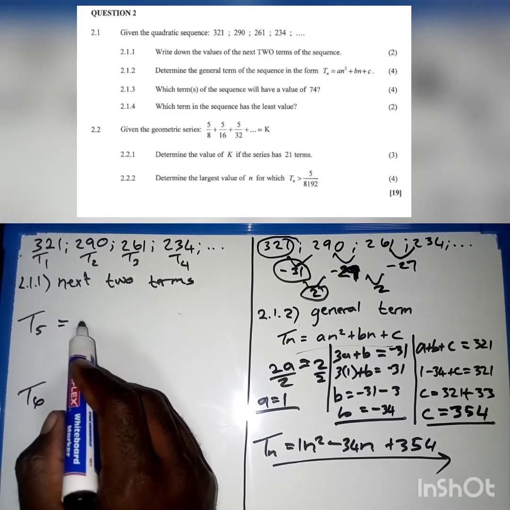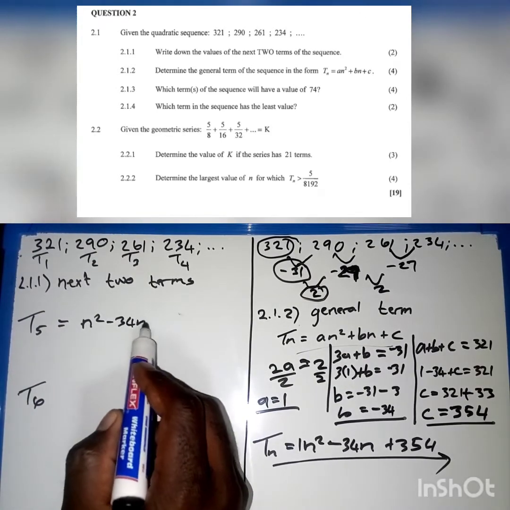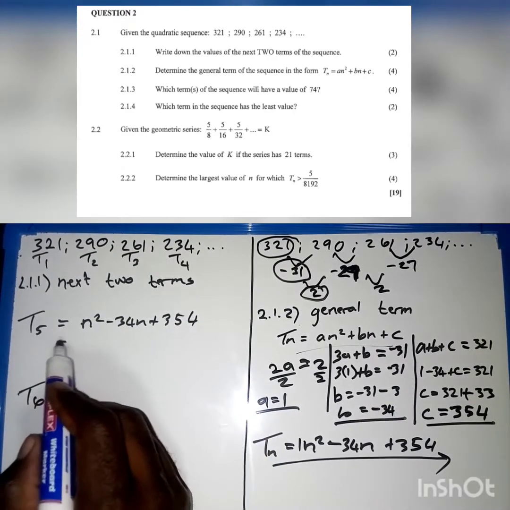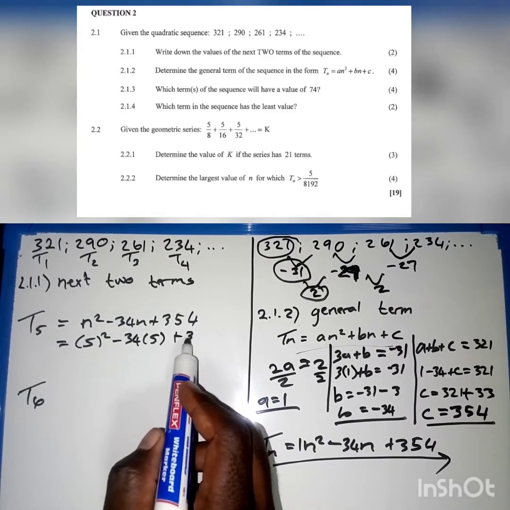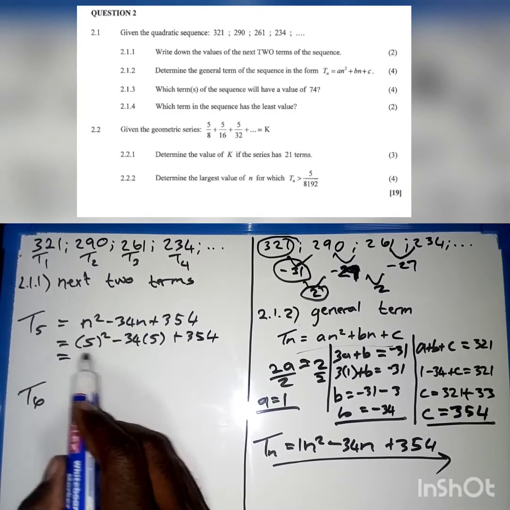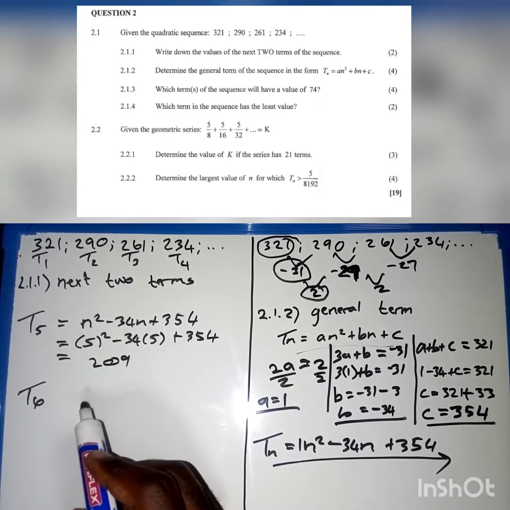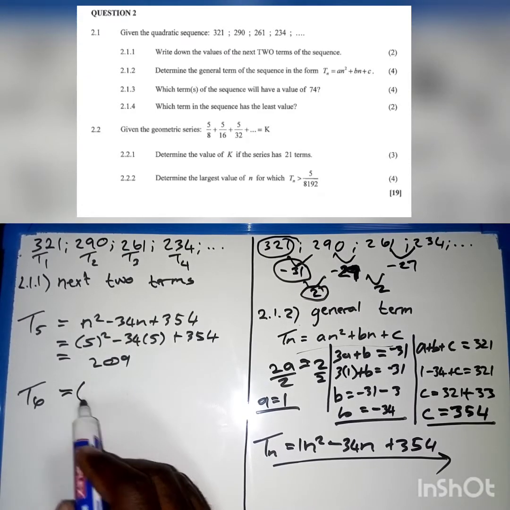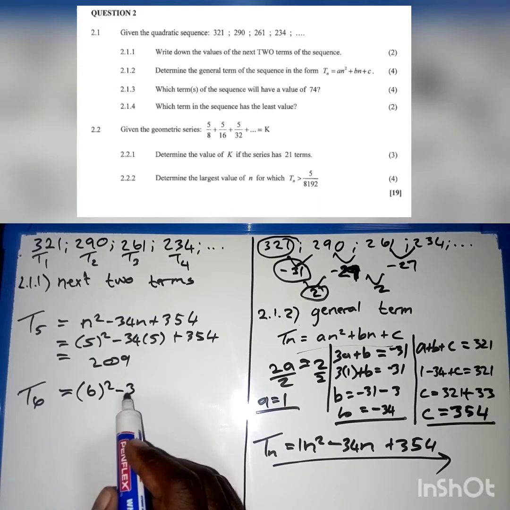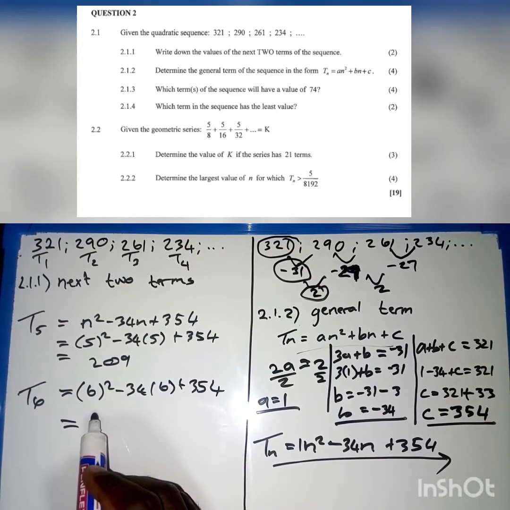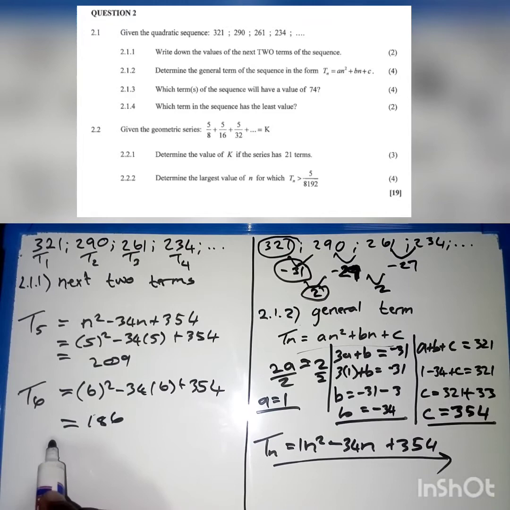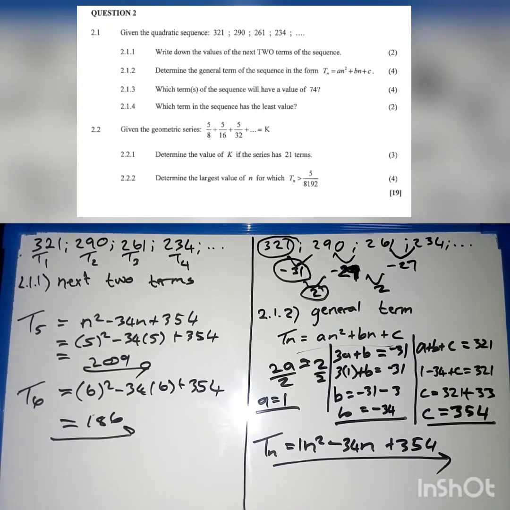So for my T5, I'll have n squared minus 34n plus 354. So my n is 5: 5 squared minus 34 times 5 plus 354. I'll put this in my calculator and I'll get 209. And then for T6, I'll put 6 here: 6 squared minus 34 times 6 plus 354. So my T6 will be equal to 186. So these are my final answers here. Alright, cool. So that was 2.1.1 and 2.1.2.